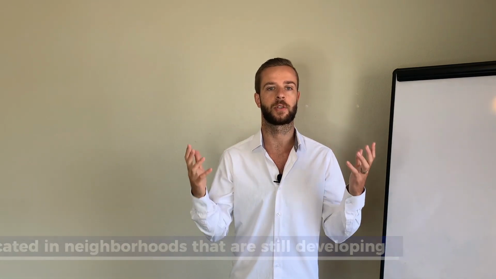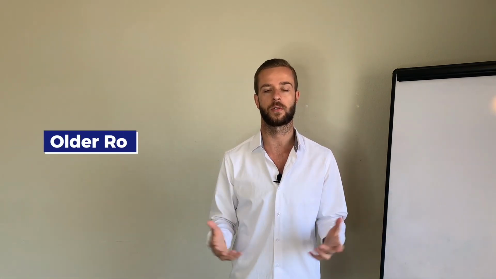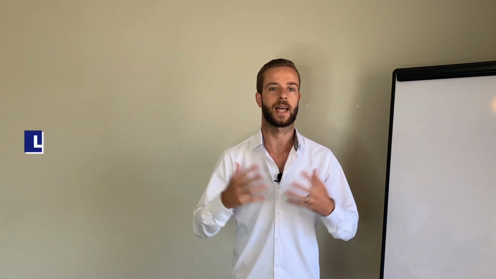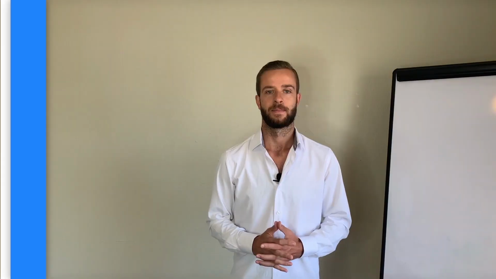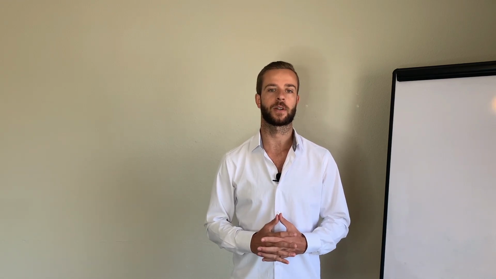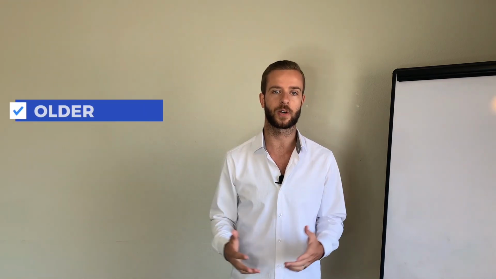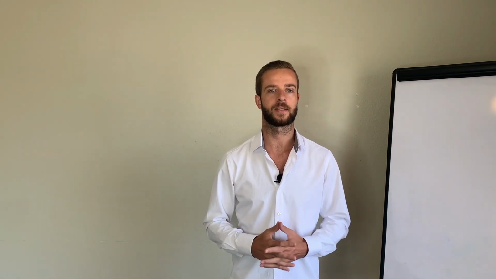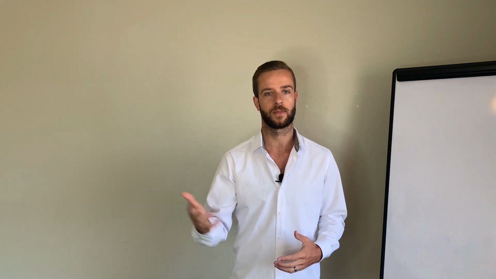These property types usually have deferred maintenance like older roofs, peeling paint, and have classic interior finishes like laminate floors or wood paneling. Moving down the spectrum is D-class properties. Just like a report card, a D is nearly failing. As you can imagine, these properties are similar in a sense that they are older, run down, poorly managed, usually have unstable tenants, and are located in neighborhoods that are rough around the edges.